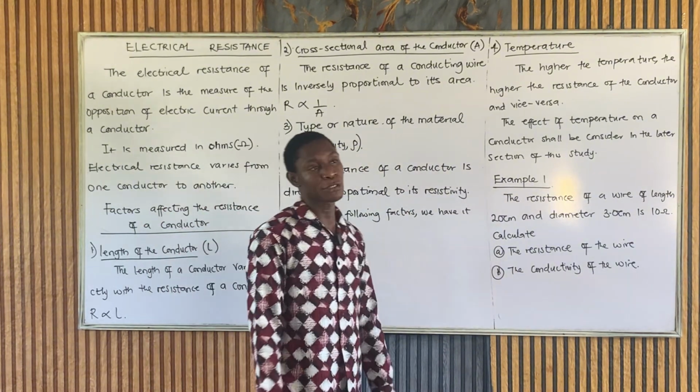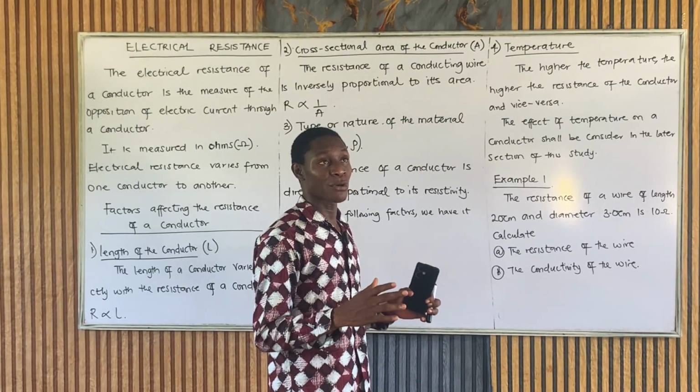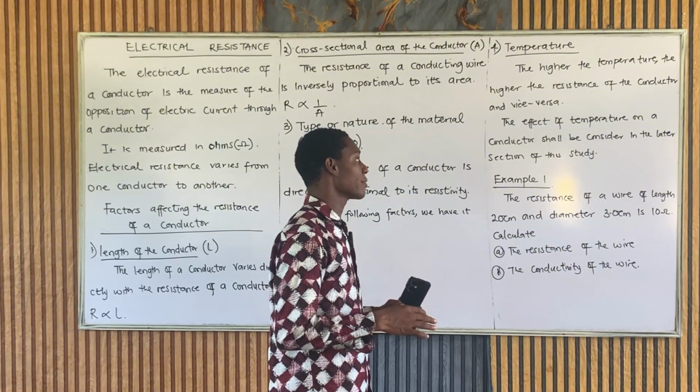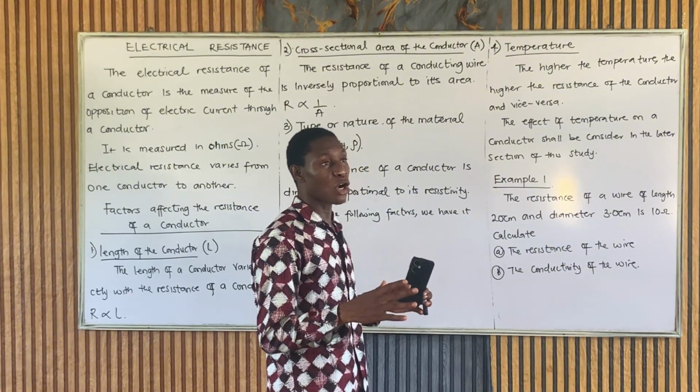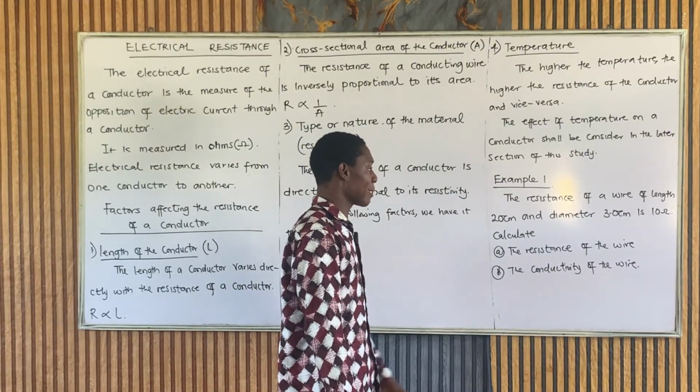And lastly is the temperature. If temperature is increased, the resistance of a conductor actually increases, and if temperature is reduced, resistance actually reduces. But the effect of temperature on a conductor will be studied later. So let's look at our first example now.